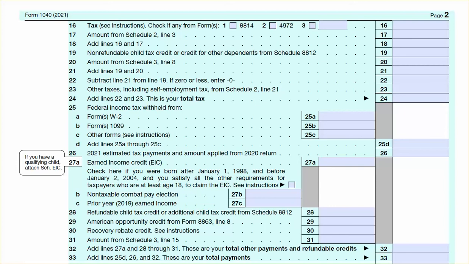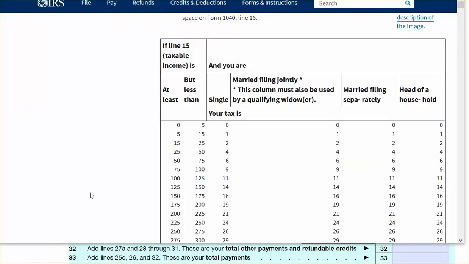On page 2, we're going to enter the taxes that are withheld. Throughout the year, your employer deducted some money from your paycheck to go towards taxes. In line 16, we're going to enter the amount of tax we owe. This is found in instructions from the IRS, which are linked in your assignment. This form lists the income, your taxable income, and it tells you how much tax you would owe based on how you're filing.